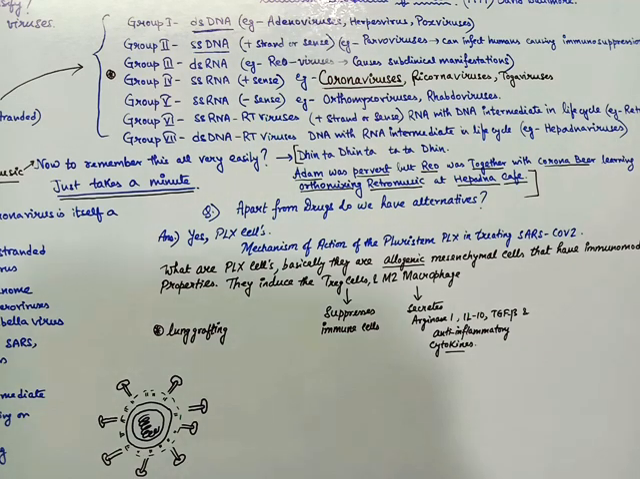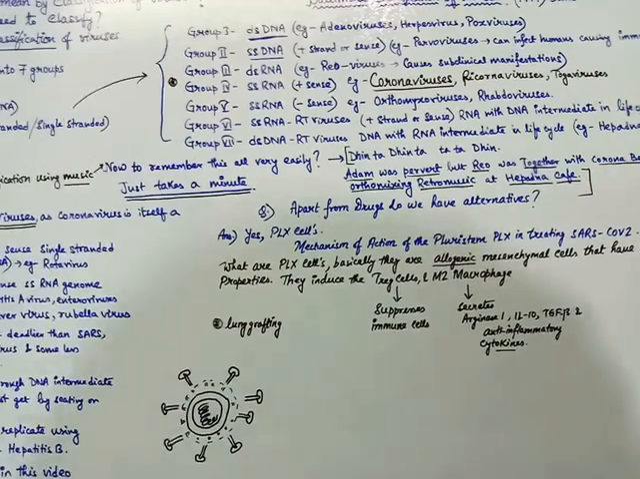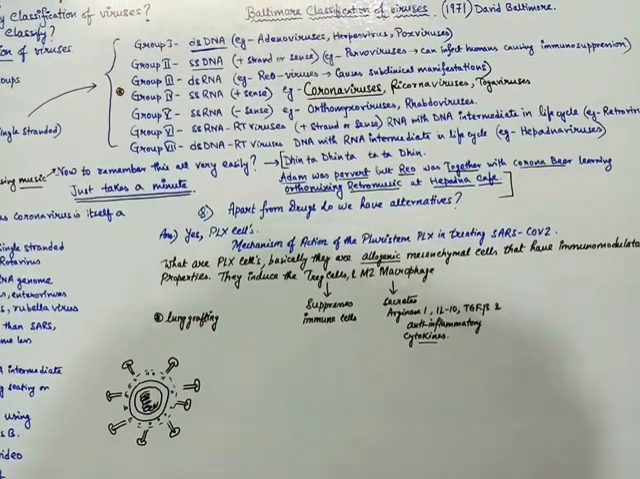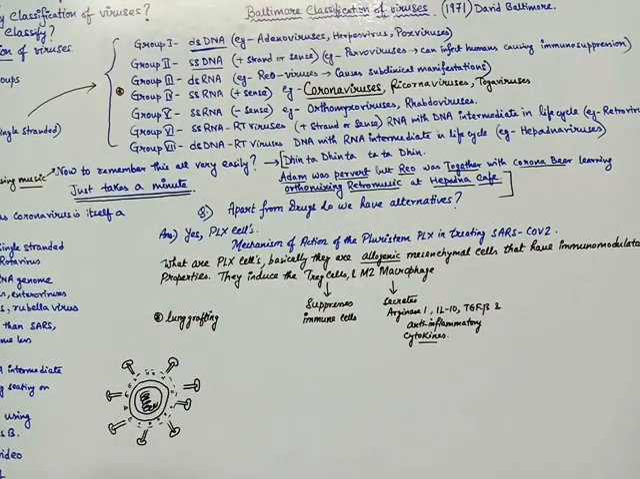Now my question is, how can you remember this very easily? Because group 1 to group 7 have so many examples, so many types: single strand, double strand, positive sense and all. You have to remember this.